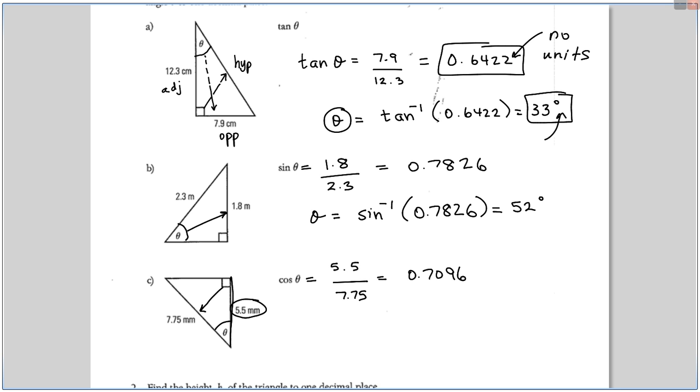Alright, so there's the cosine ratio for this triangle. Second function cos of that answer, and I got 44.79. I'm going to round that up, 45 degrees. All right, very nice.